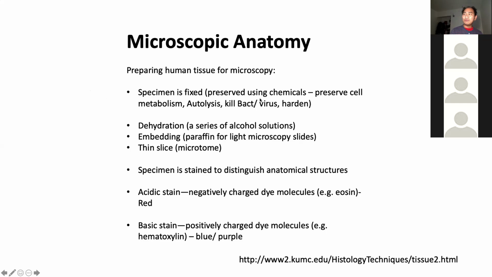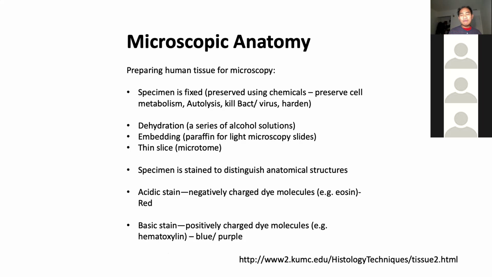Why do you want to preserve with chemicals like formalin? To preserve the cell, to stop the cell metabolism, to stop autolysis, to kill bacteria and viruses. And then you have to dehydrate the tissue. You have to embed the tissue. You have to get the tissue very thin so that the light can penetrate through the slice. And then you stain with eosin and hematoxylin, which is the basic stain, and you look under the microscope.